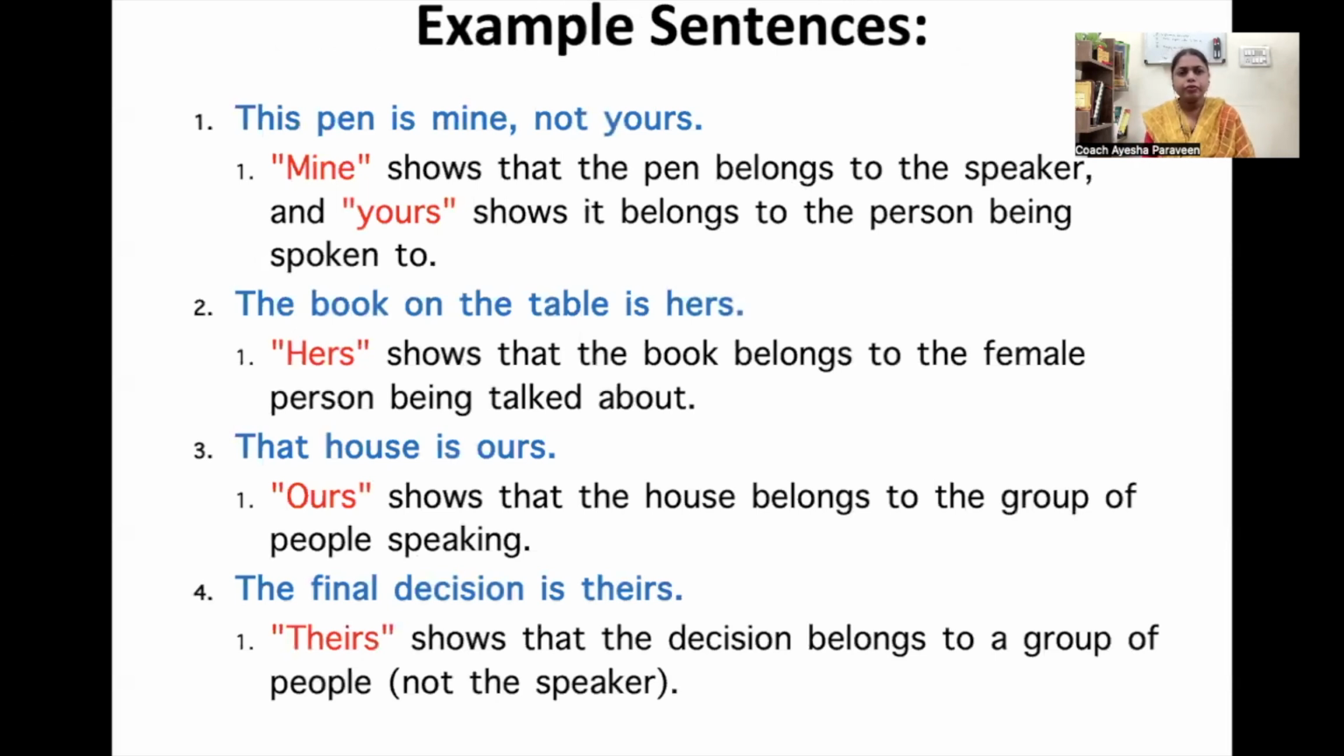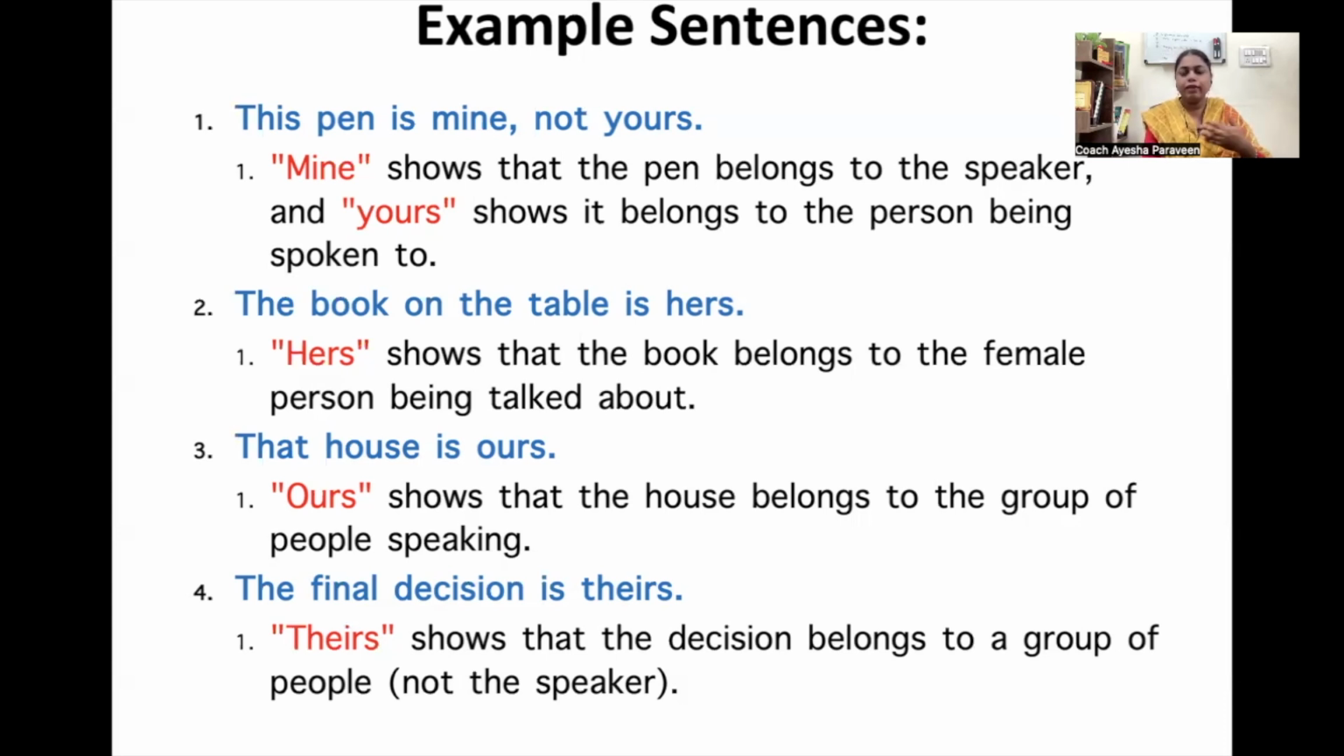Example, this pen is mine, not yours. You see, observe in this sentence, mine and yours are the possessive pronouns. Mine shows that the pen belongs to the speaker. Speaker means who is speaking the sentence.